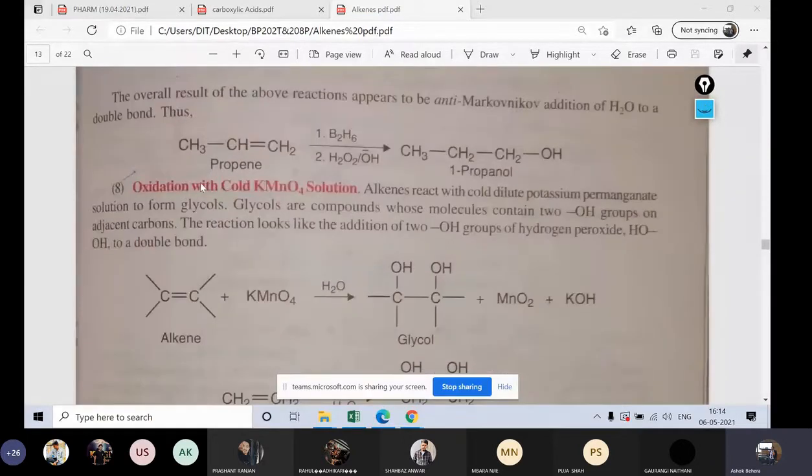Okay, then comes your addition reaction has been completed. So you give 2 to 3 addition reactions.